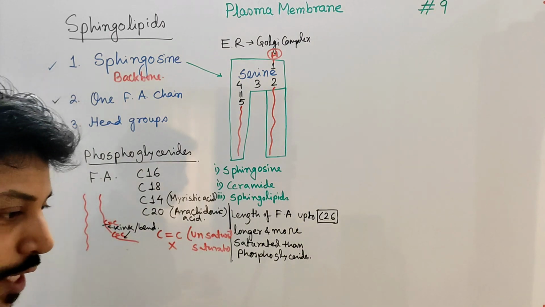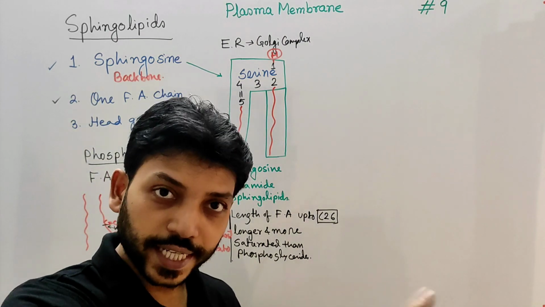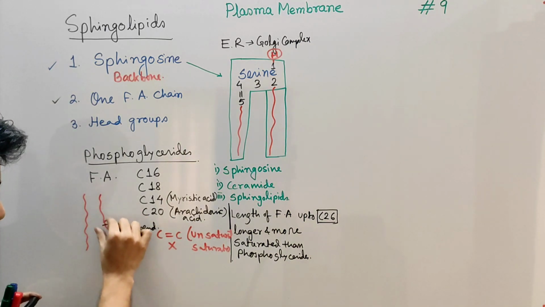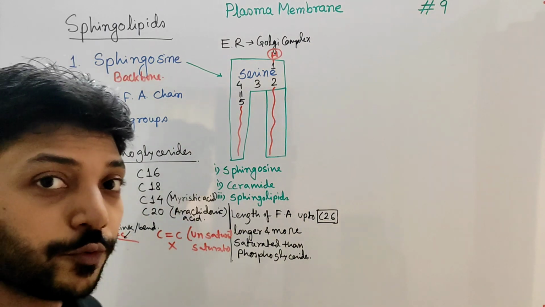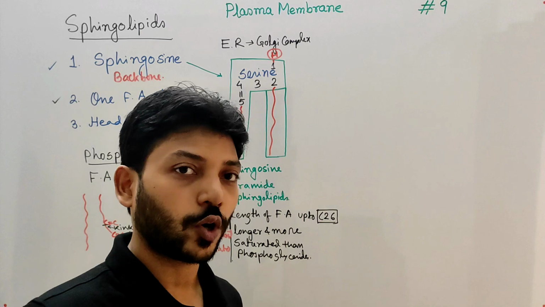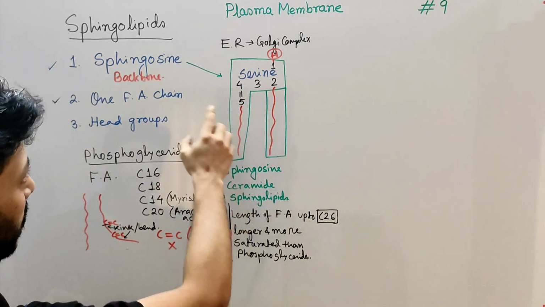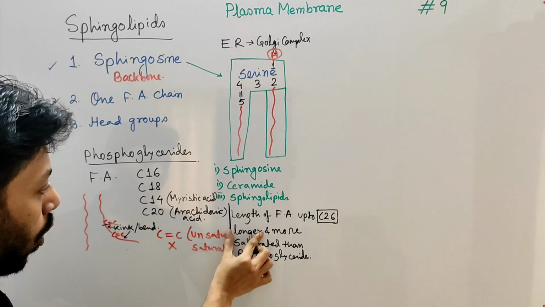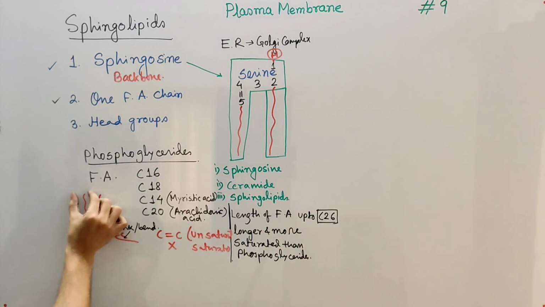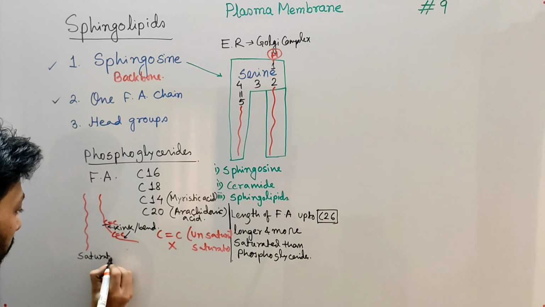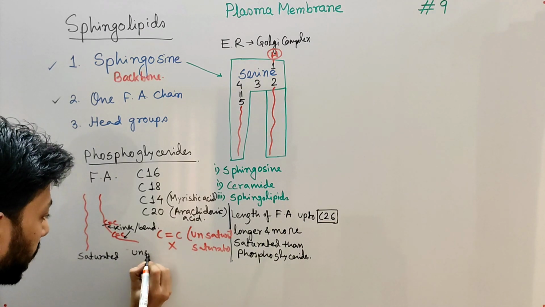Okay, so it will actually bend the structure of the fatty acids, and these unsaturated fatty acids have an important role in the fluidity of the plasma membrane, which I will talk about separately in different videos. As these sphingolipids contain longer and more saturated fatty acids, that means the fatty acids are straight. So this is saturated fatty acid, and these are unsaturated fatty acids.